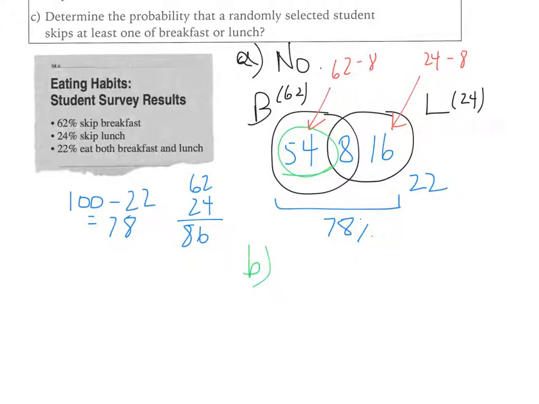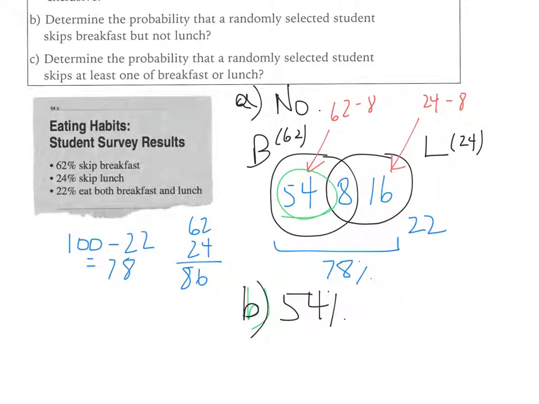And then it says, last question, determine the probability that a randomly selected student skips at least one of breakfast or lunch. So that means that they could skip one or both. So it's all of these numbers together, which add up to 78%. So that's the answer there. So that's how you do this type of question. It's fairly simple. It's like the first unit, and most of you did really well on that. So I think it should be fine.